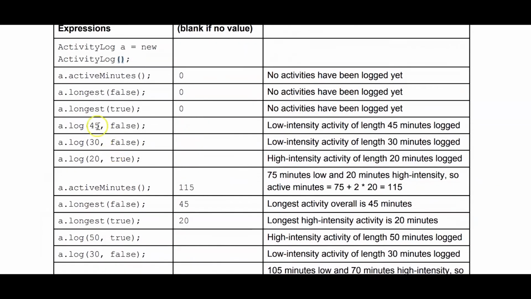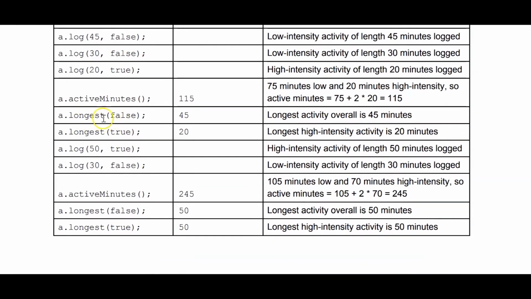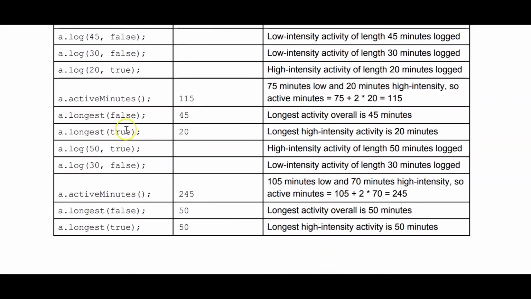All right, so then here we're logging a 45-minute low intensity, 30-minute low intensity, 20-minute high intensity, and then I can check my active minutes, and you see that it's the total of all these activities. Okay, so active minutes needs to be keeping track of the total. But again, I can't forget that this high intensity activity is weighted. So it's going to be 20 times 2 plus 75 for my low intensity minutes, and that adds up to 115. Then down here, if I do longest false, it tells me 45 because that's the longest low intensity activity. And then longest true gives me 20 because that's the longest high intensity.